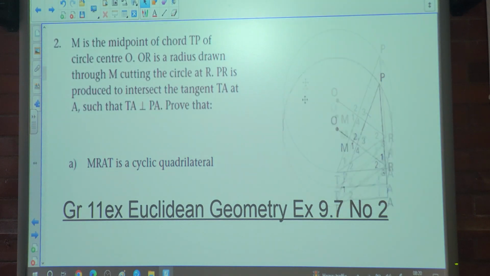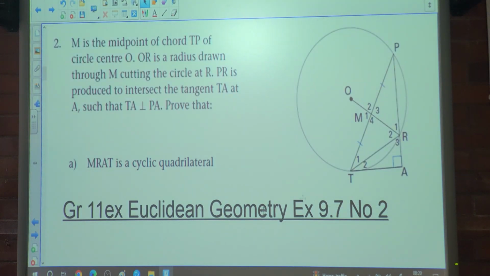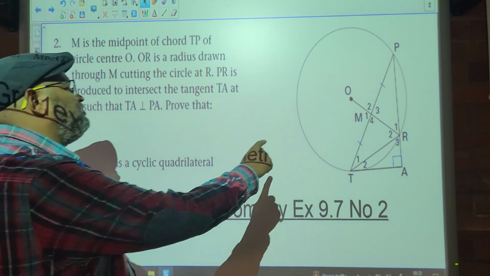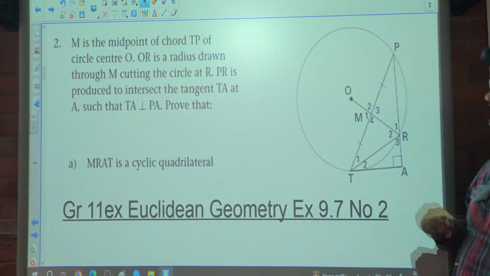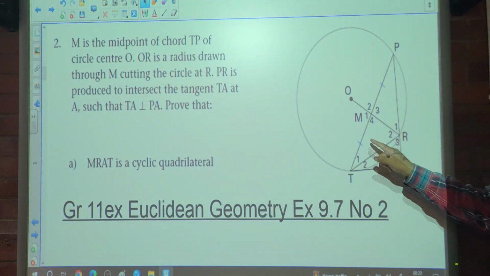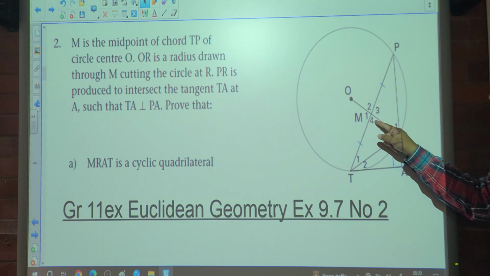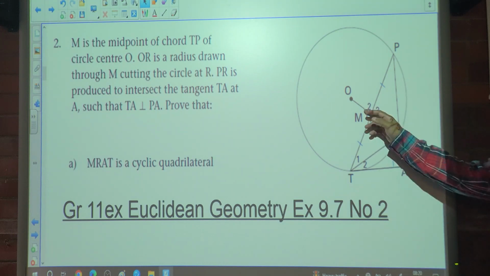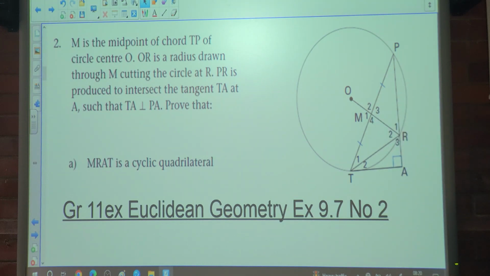So here we are told that M is the midpoint of chord TP. If M is the midpoint of the chord TP, what do we know? We know that M4 is equal to 90 degrees, as well as M3, M2 and M1. Why? Bisector from center is perpendicular to chord.